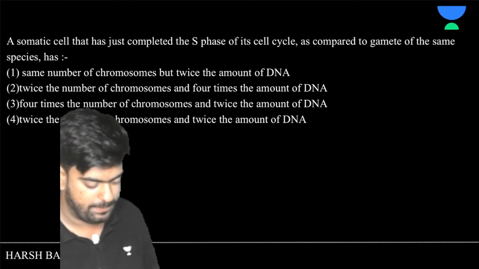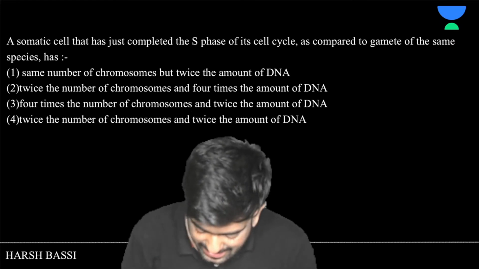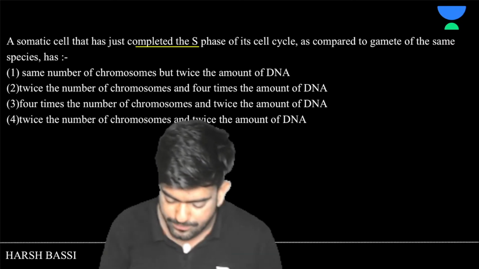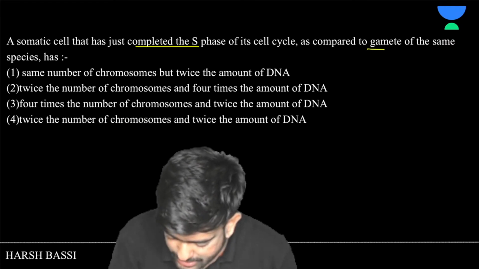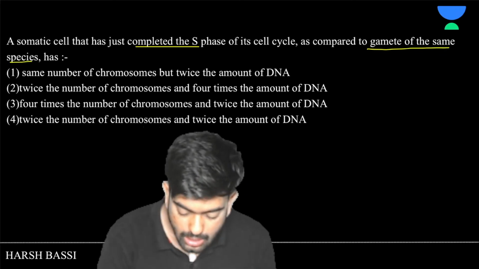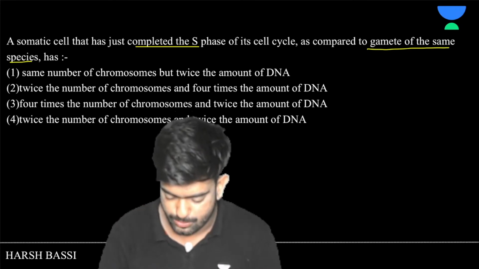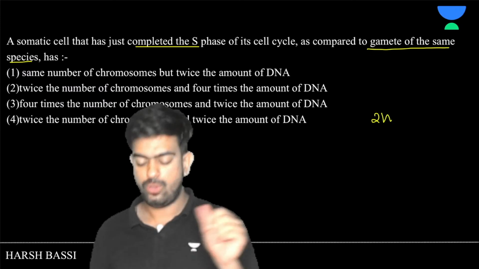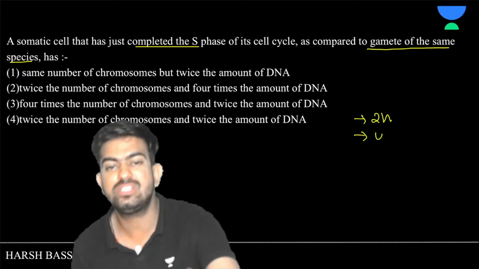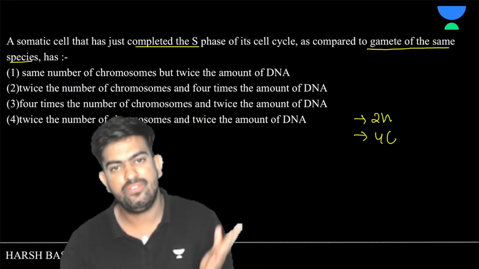I'll explain it again. We have a very good question here: a somatic cell that has just completed the S phase of its cell cycle, as compared to the gamete of the same species, has... What they are saying is, let's suppose we are talking about our chromosomes. So we are 2n. During the S phase, what is going to happen? Our DNA will become 4C. Yes or no? We have 2C and now it will become 4C.